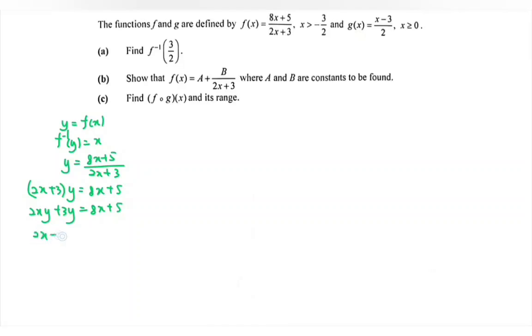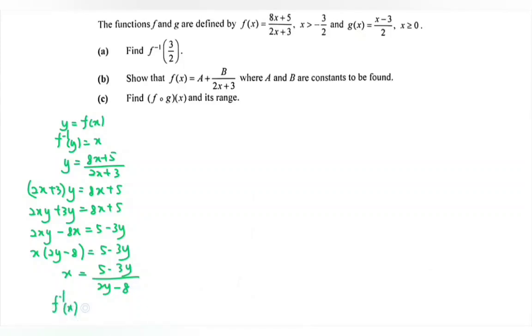So 2xy - 8x = 5 - 3y. Factor out the x. So we have x(2y - 8) = 5 - 3y. So x will be equal to (5 - 3y)/(2y - 8). So the f inverse of x will be equal to (5 - 3x)/(2x - 8).